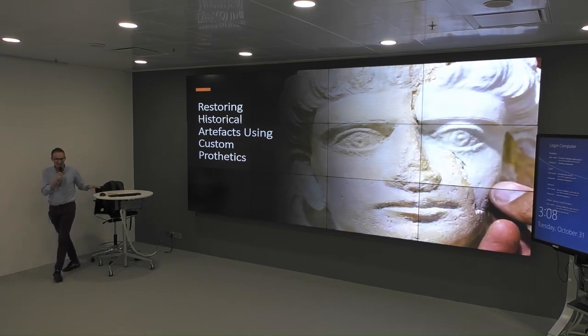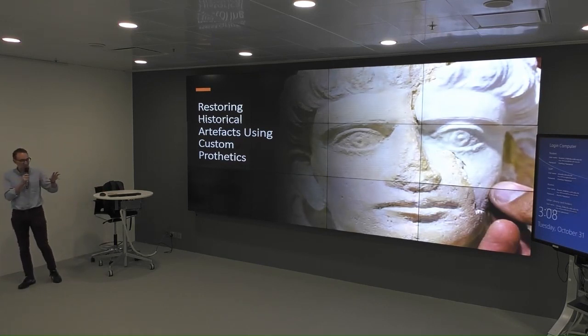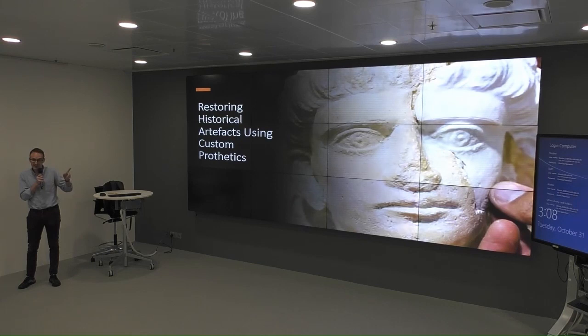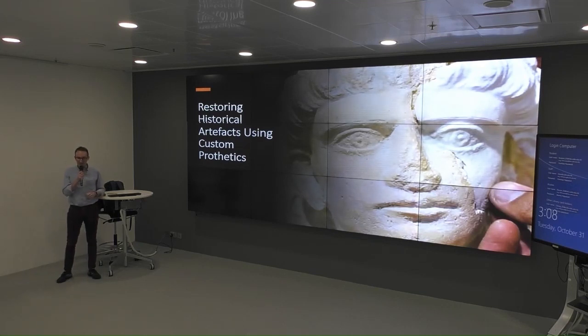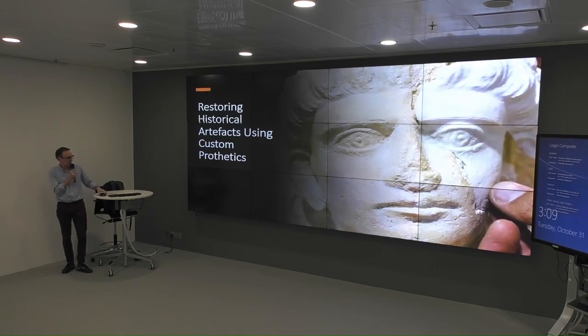Okay, mixing the world of medical prosthetics and museum studies, it's actually quite common now to restore historical artifacts using 3D printing. So say your statue is missing a thumb or a nose or some other part of its anatomy. By a combination of 3D scanning and CAD, you can create essentially a prosthetic, and you can, as the image suggests, restore an otherwise broken piece of sculpture.